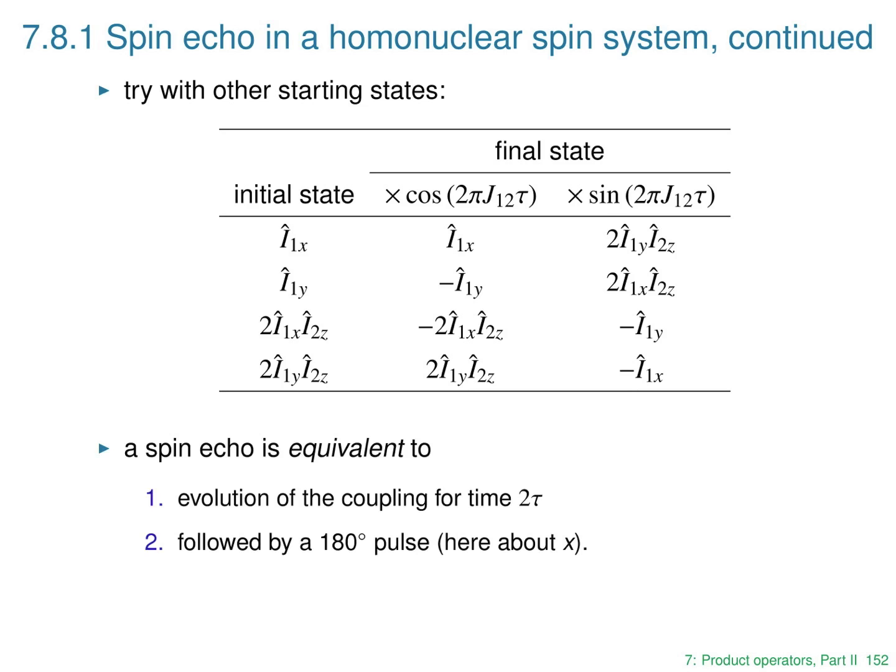And that is that if you want to calculate the effect of a spin echo, it's equivalent to the coupling evolving for the total time 2 tau, followed by the 180-degree pulse. So when you calculate the effect of a spin echo, you don't have to do delay, 180, delay. You can actually get exactly the same result by doing twice the delay and then the 180, and you can do that in a trice. So this is a very good dodge for calculating spin echoes, and I recommend that you use it when you do calculations because it just saves a lot of effort. So let's see an example of that.